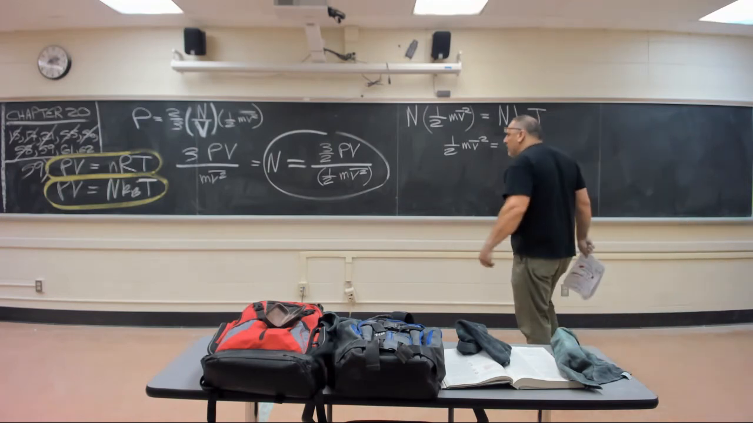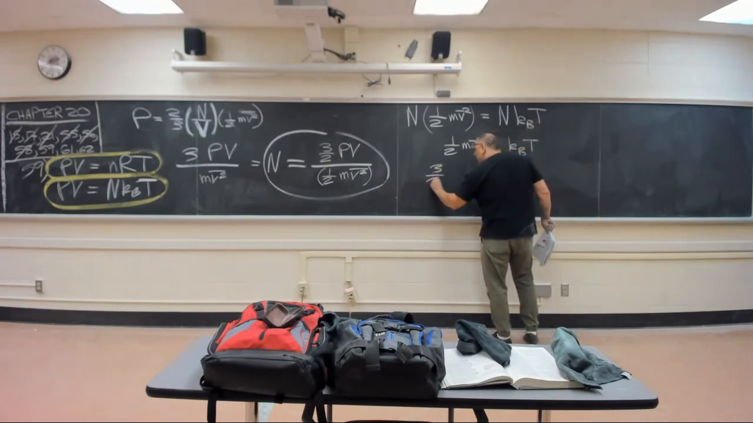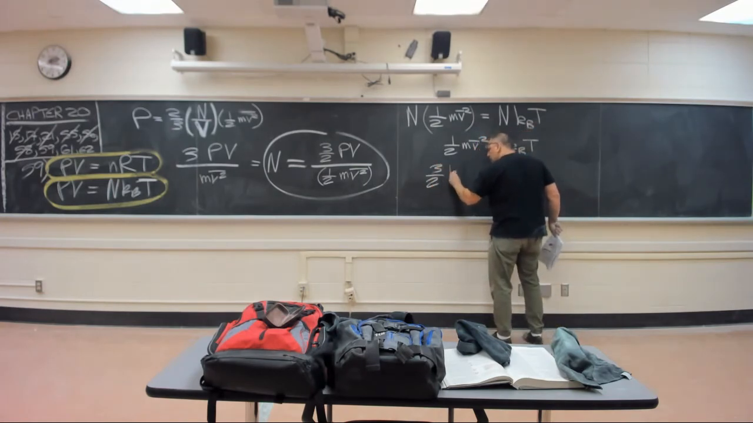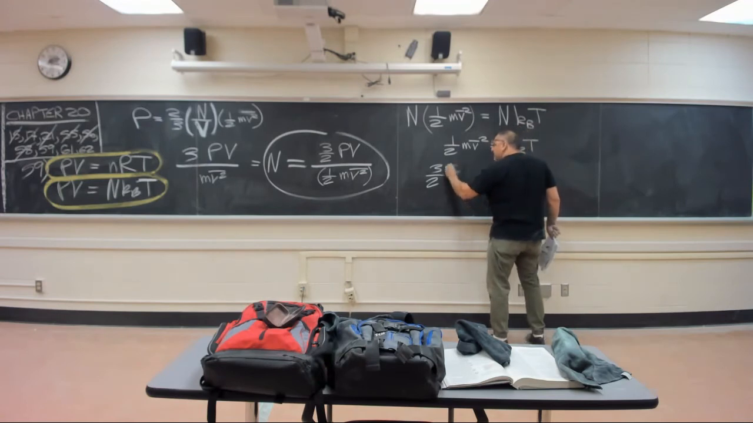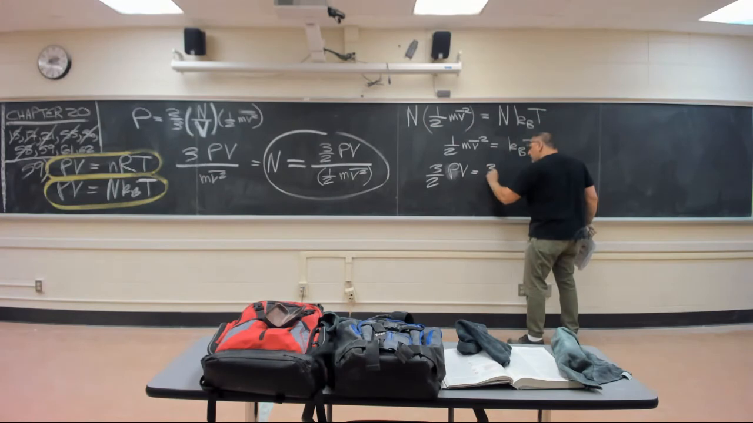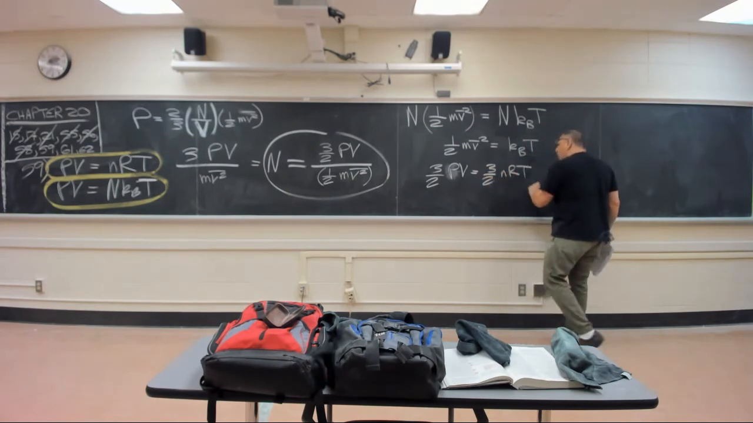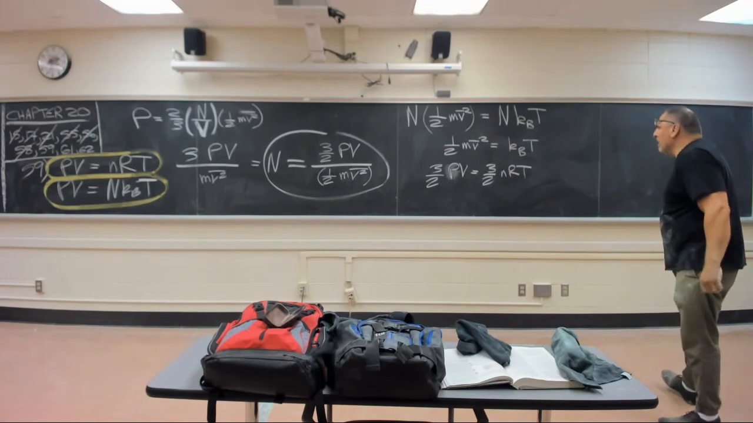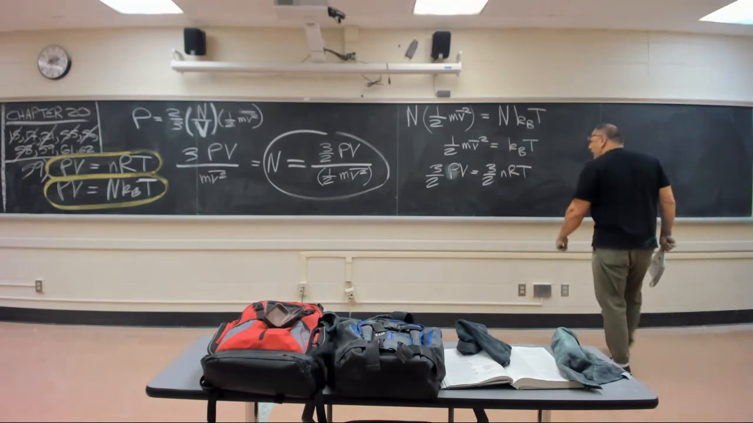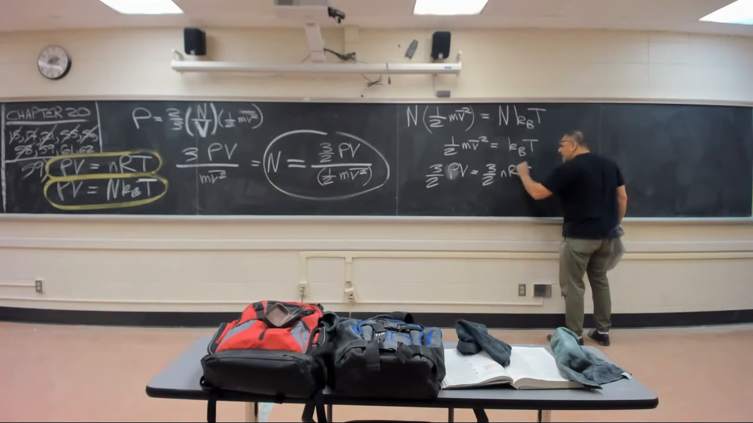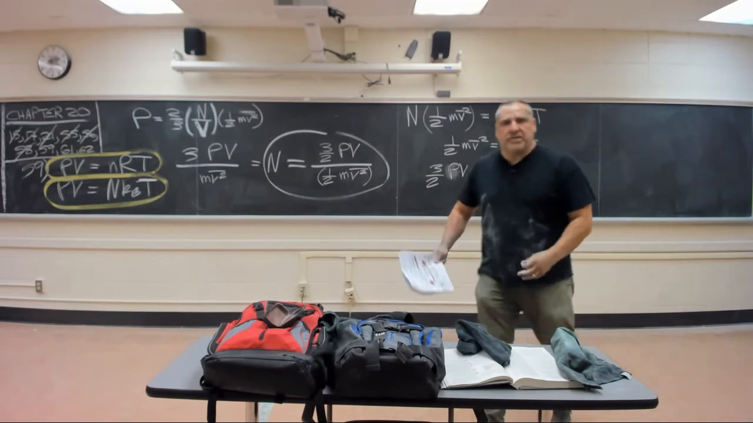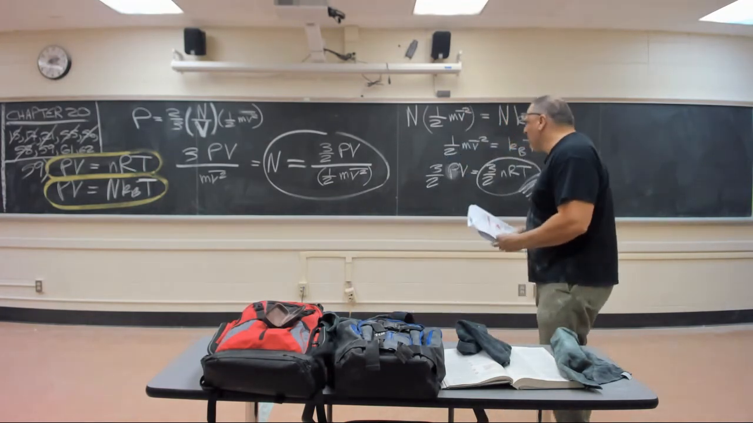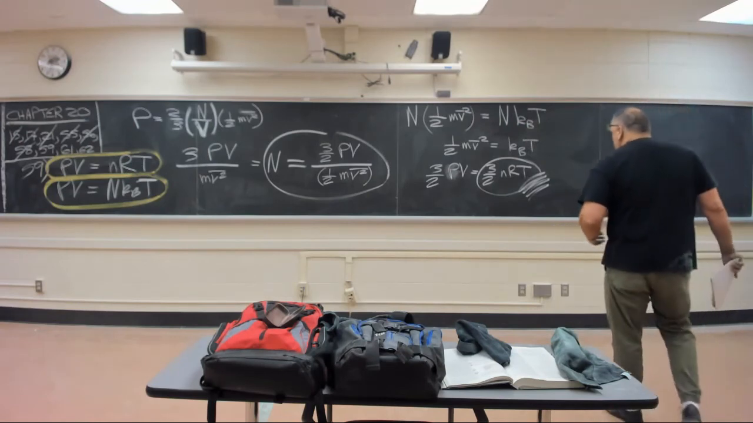And the other one, three halves PV is 3 halves nRT. That's total. That's very interesting. That's the total internal energy. Wait a minute, something going on here, guys. If this is the total internal energy that we talked about in another video, we see it in the book as well, as far as translational kinetic energy is concerned.